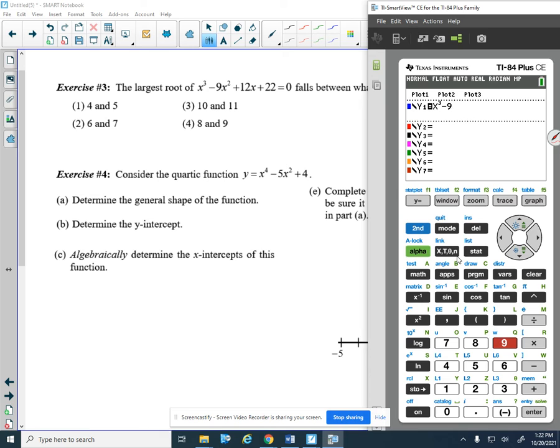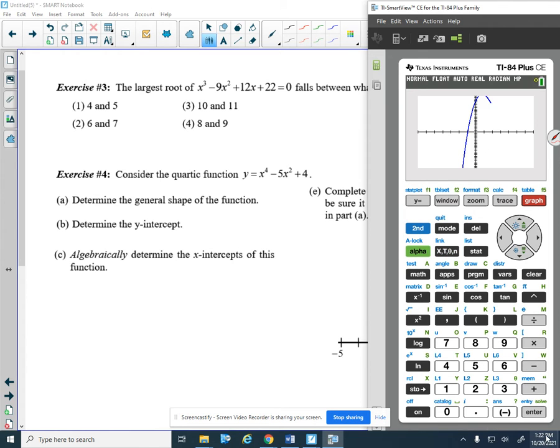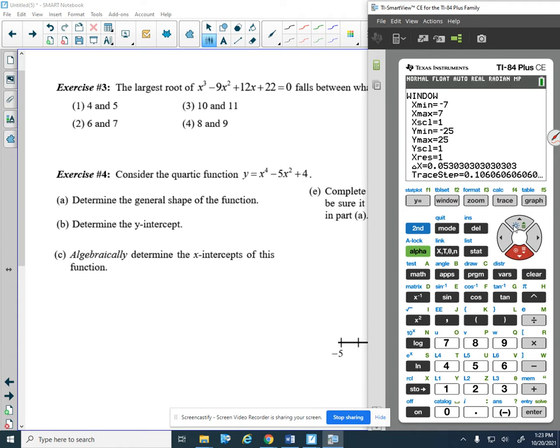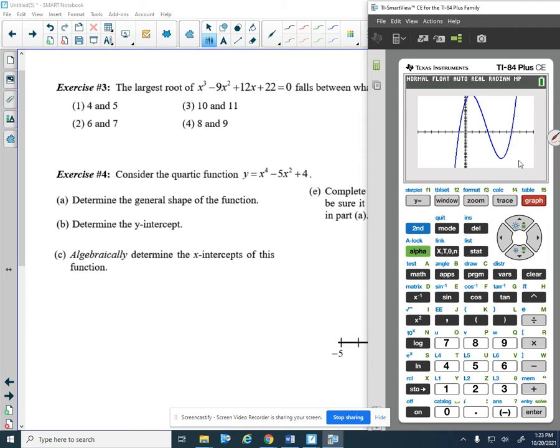I have the same window, which was negative 25 to 25 for y and negative 7 to 7 for x. We'll see if this works. So I'm just going to press graph here. It would be nice if I was over a little bit, but I do see that largest root. Maybe I'm going to make my x max go up to 10. We don't really need to see the min and max on this problem.